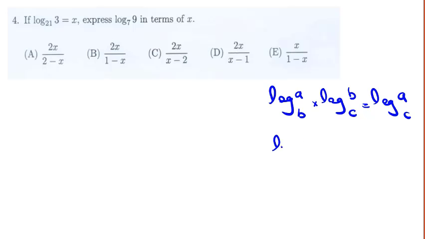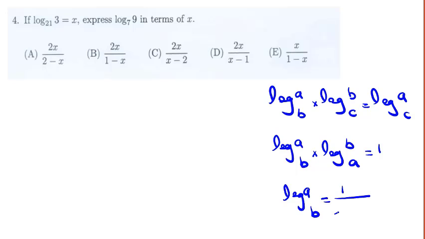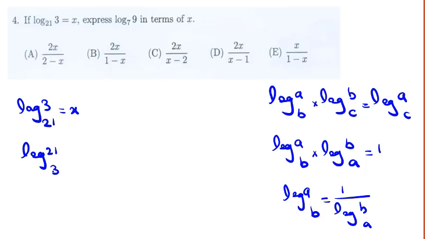And a special case of that is log_A B times log_B A. It will be what? A, A. It will be 1. So from this one, you can say log_A B equals 1 over log_B A. So here we know log_21 3 is x. So because of this, if you change it, log_3 21 is 1 over x. It is what? It is log_3 of 21, and 21 is 7 times 3.